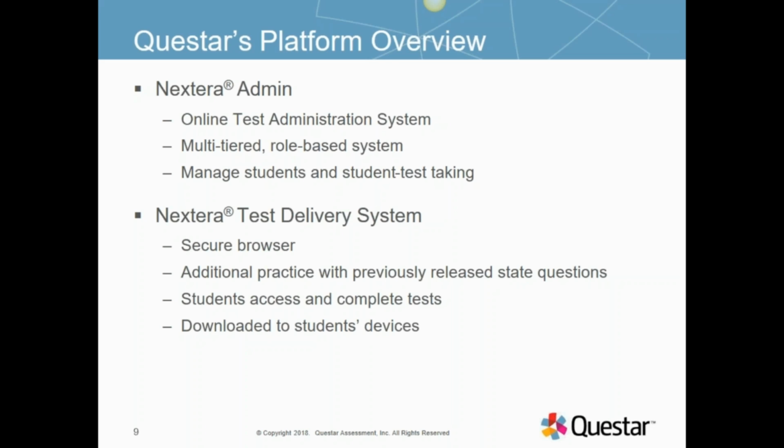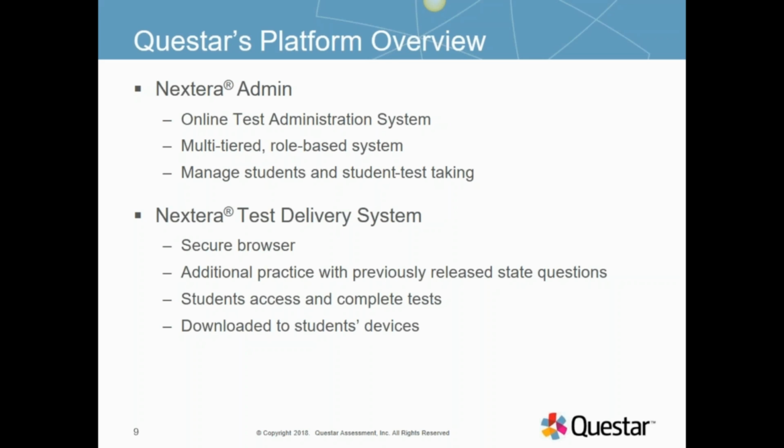Another system that we'll be talking about in full today is the Nextera test delivery system. You'll often hear us talk about the secure browser. This is a download onto each student's device. So the students will access their test by clicking on this download, this icon that they'll see on their computer screen to access the test. They'll have their credentials, which is their NICES ID and password. And then there's a couple different layers of security to actually access the test that we'll go through. There's also additional practice with previously released state questions in the test delivery system. And ultimately, again, this is where students access and complete the test.